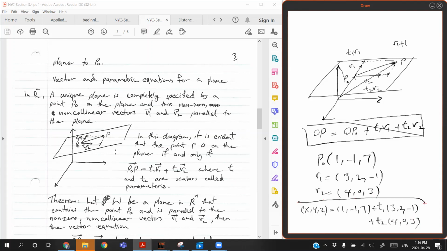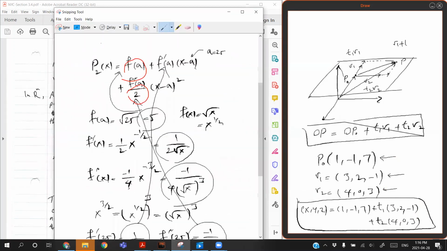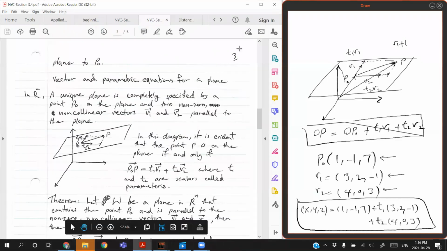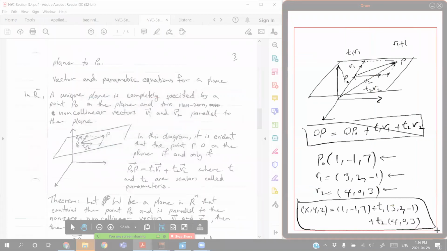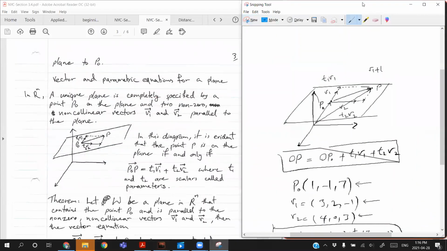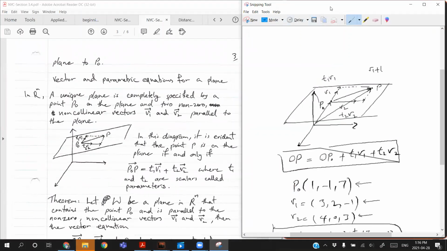So this here is a vector equation for the plane that passes through the point P0 and is parallel to both vectors V1 and V2. If I separate the x, the y, and the z, I'm going to get something called the set of parametric equations for the plane. So what do I mean by that?